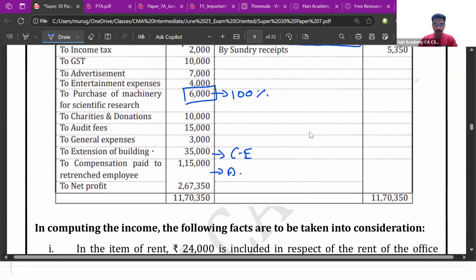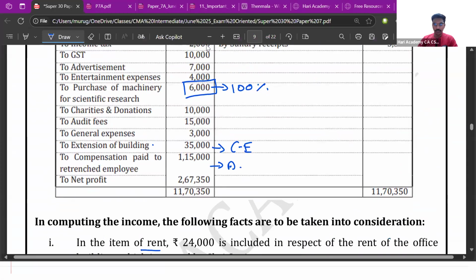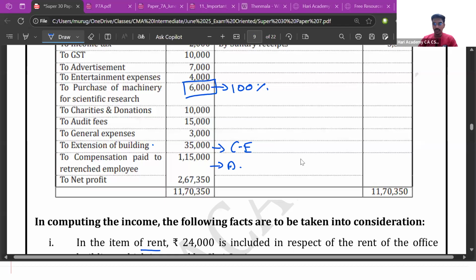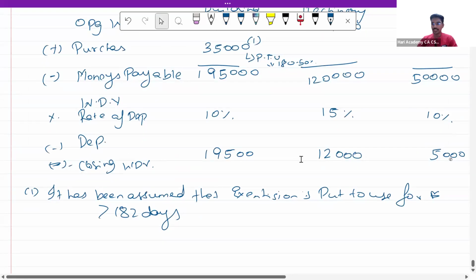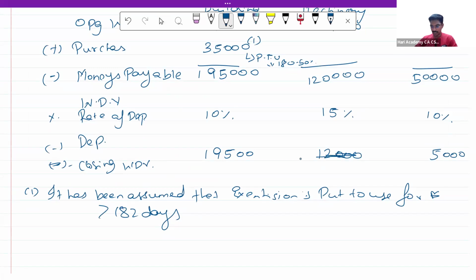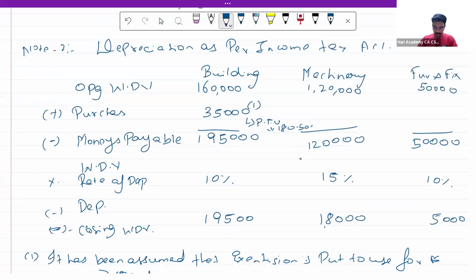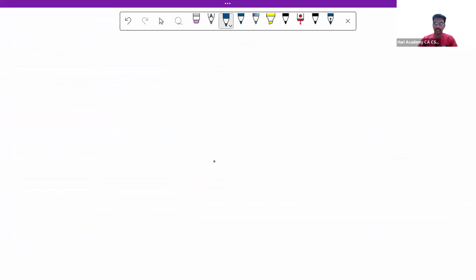Machinery. So here the rate is 15%. This is not 10%. So this is 18,000. So the total amount is going to come to somewhere around 42,500. This is the allowable.